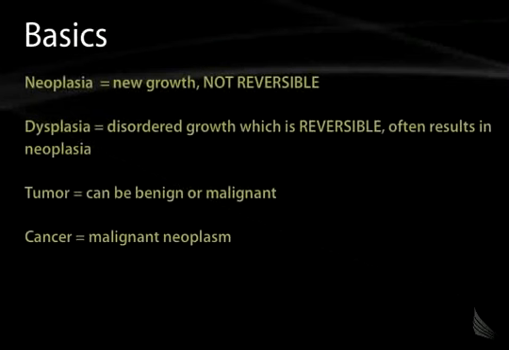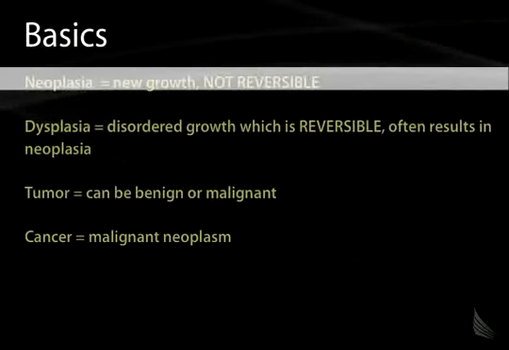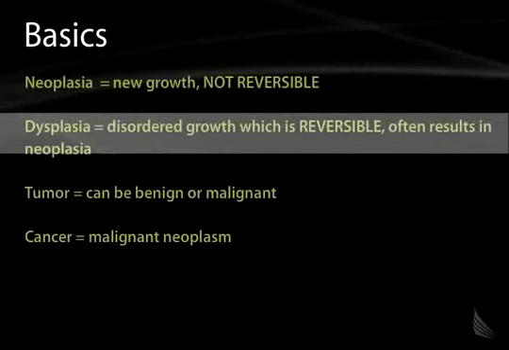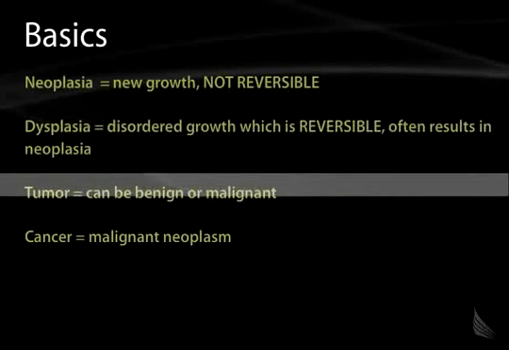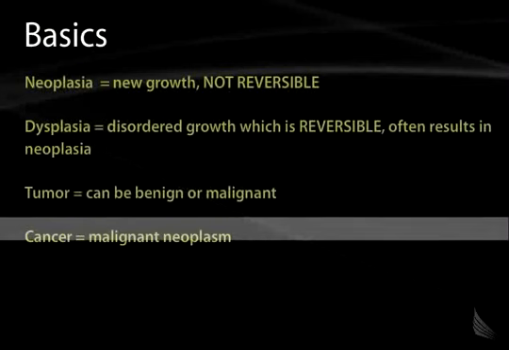In terms of the basics, when one considers neoplasia, first of all, remember that neoplasia simply refers to new growth, but it is new growth that we consider to be not reversible. This is in contrast to dysplasia, which is disordered growth, which is often, not always, but often reversible, but the end result of dysplasia, if left unchecked, can be neoplasia. Tumor is a general term referring to a mass which can be either benign or malignant, but the term cancer itself refers specifically to a malignant neoplasm.